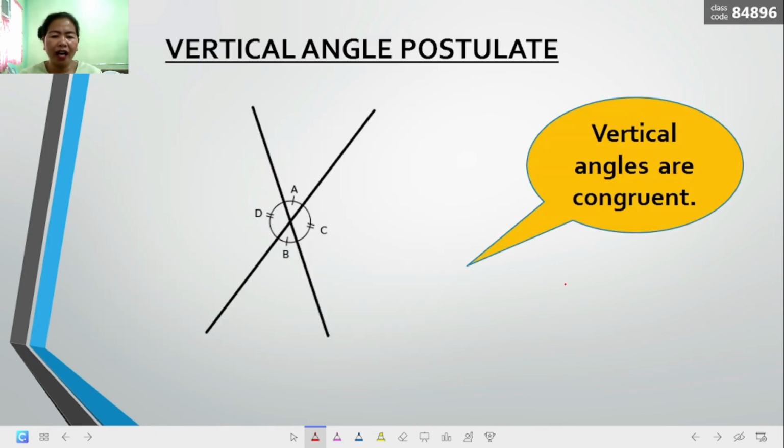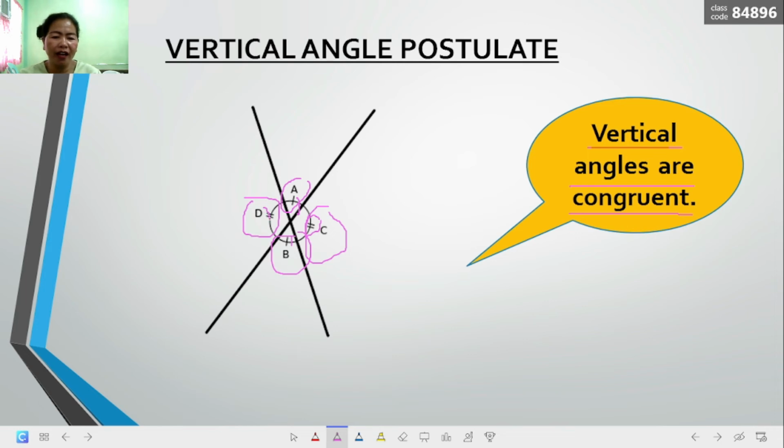Let's proceed to the vertical angle postulate. The vertical angle postulate states that vertical angles are congruent. So when you say congruent, they are equal in measure. So they are equal in measure of each given angle. So in the illustration, we have angles A, B, C, and D. And it is very easy to recognize which angles are congruent because they are labeled with one bar, and the other congruent angles are two bars.